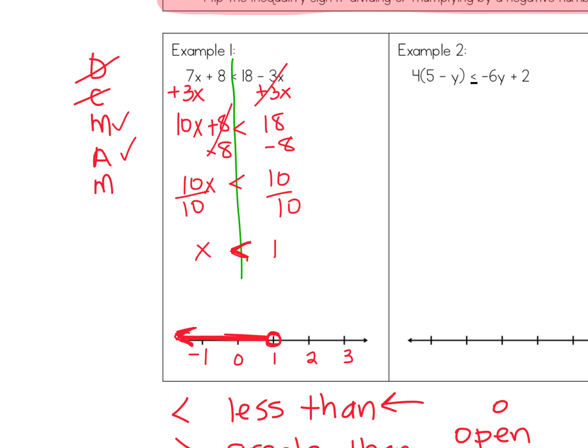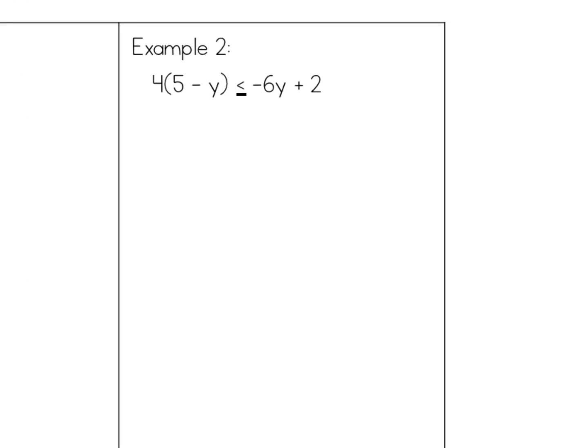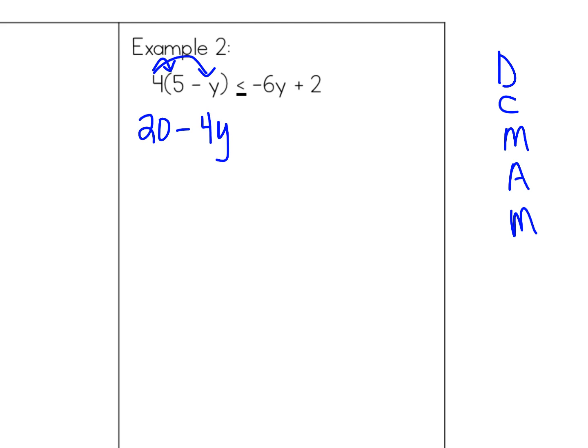Let's do one more example. So example number 2. So we're still following these steps. D for distribute. I do have some parentheses, so I'm going to have to multiply. 4 times 5 is 20, minus 4y is less than or equal to negative 6y plus 2.